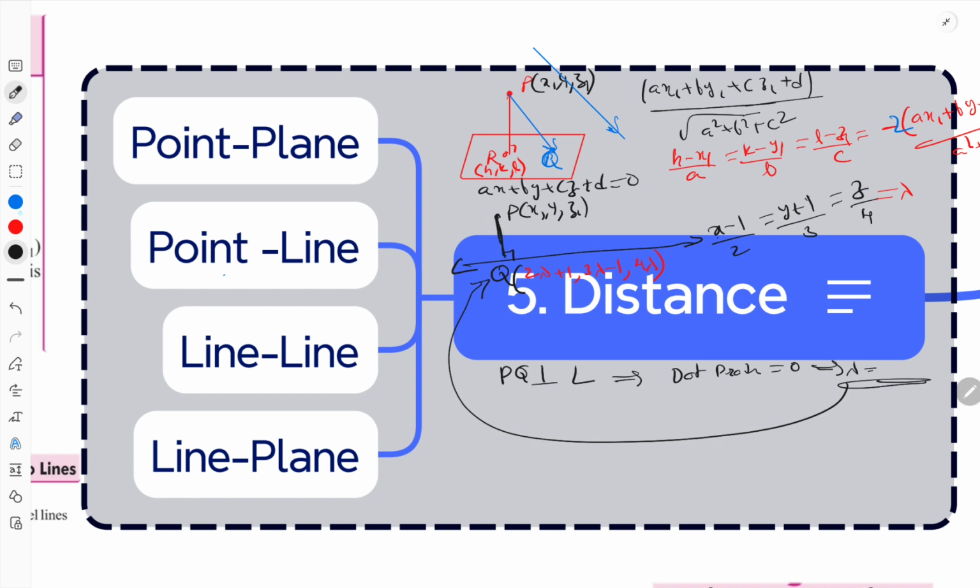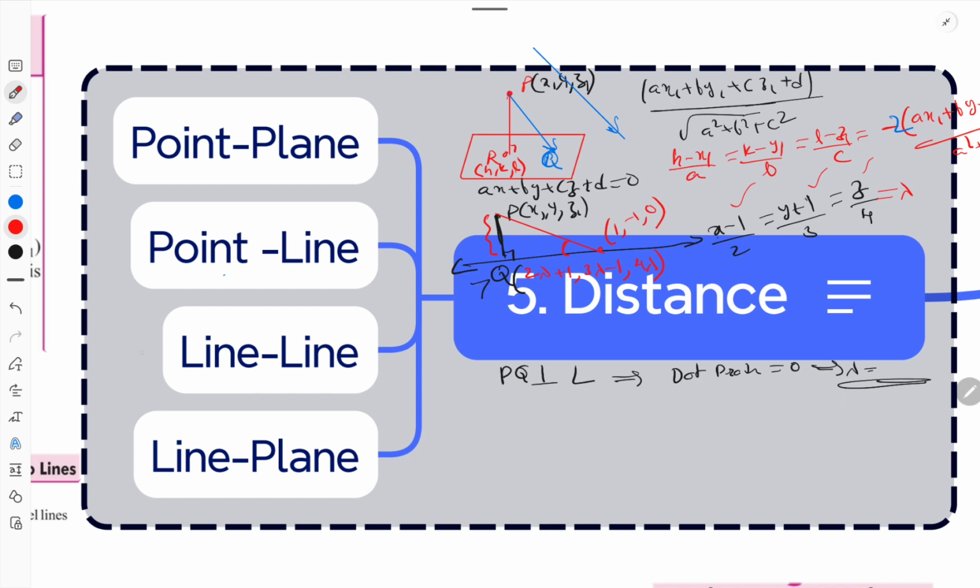There is one more way also. A point on the line is 1, minus 1, 0; that is some point on the line. You can use cos theta, or rather sin theta, to get the length PQ. That is also another way we can do it.